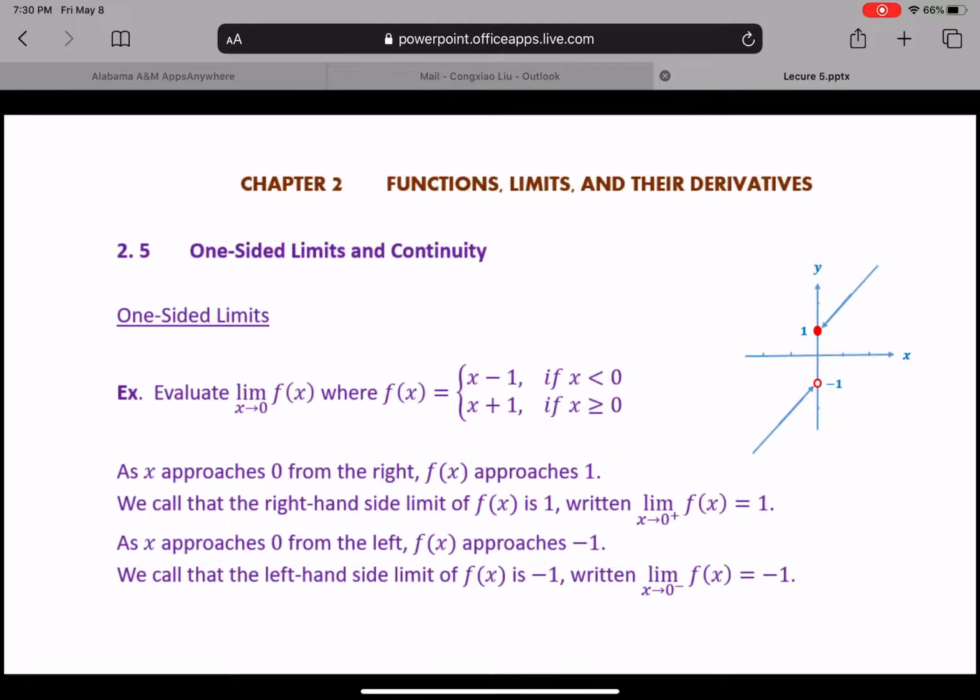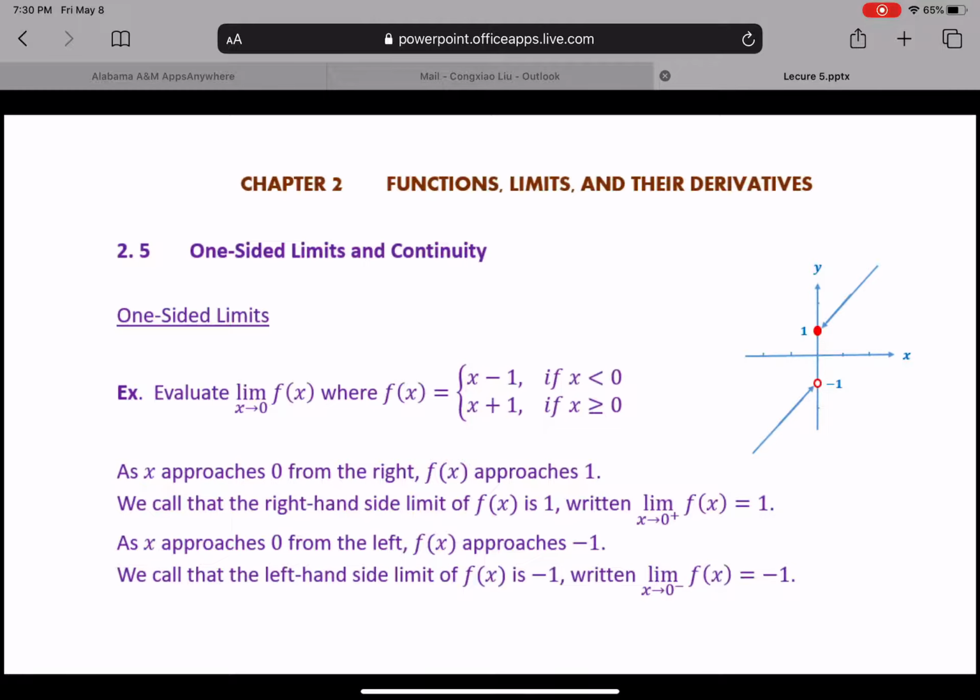By the way, on the left side, the boundary at x equal to 0 is not included, so we use an open circle. And on the right side, the boundary of x equal to 0 is included in the definition, so we use a solid point.